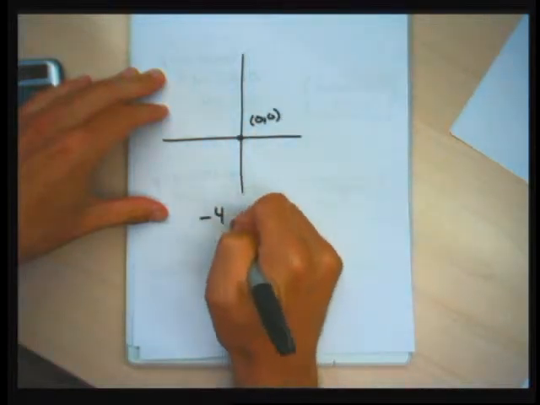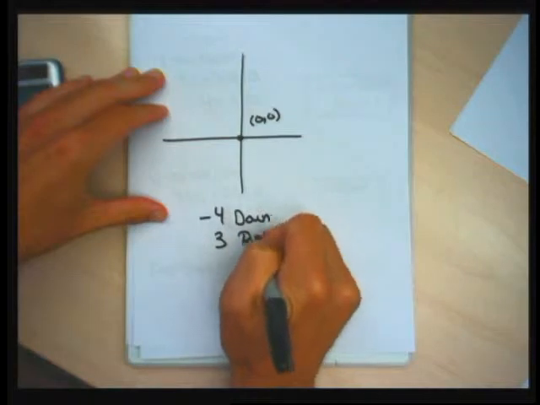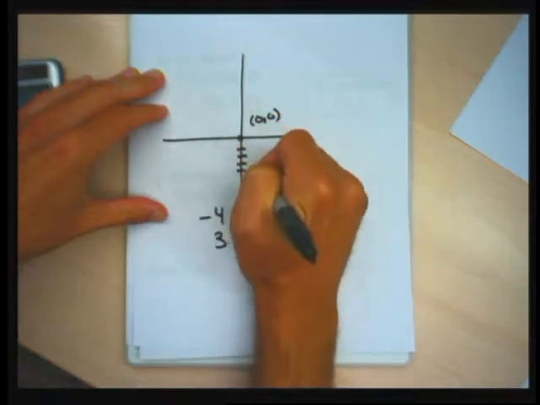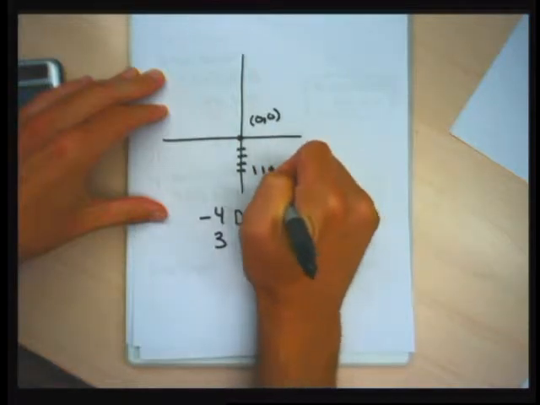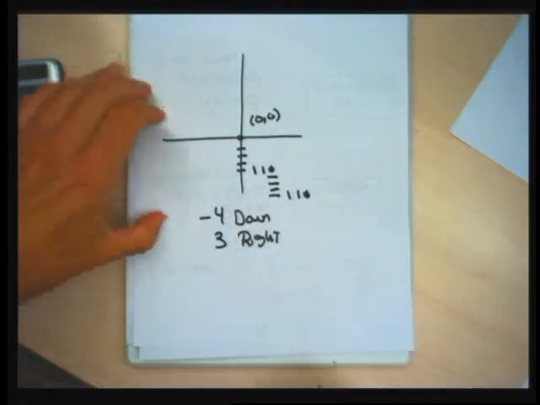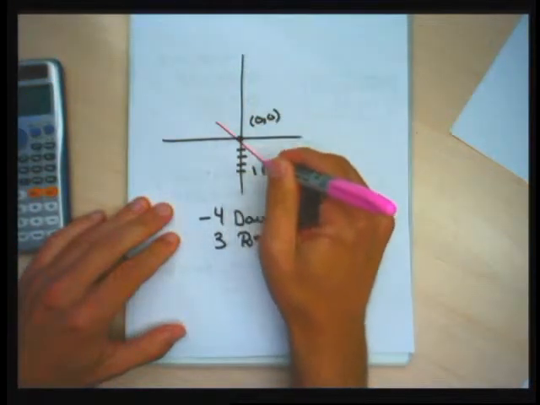And I'm going to go down 4 and right 3. So down 1, 2, 3, 4, right 1, 2, 3, point, down 1, 2, 3, 4, right 1, 2, 3, point. Can do that all day. Did it twice just to get a nice accurate line.